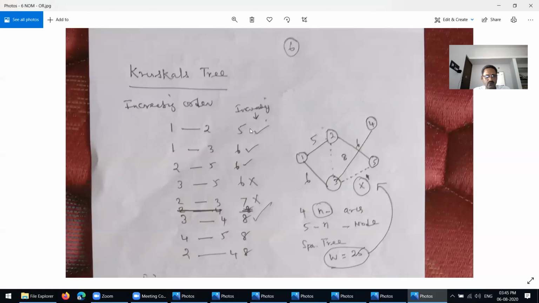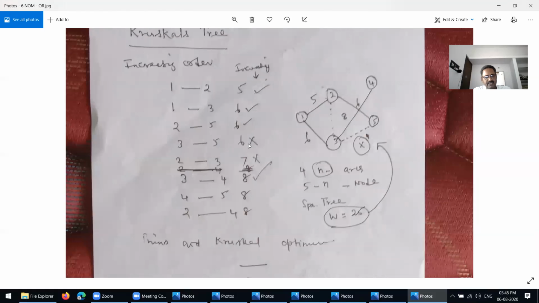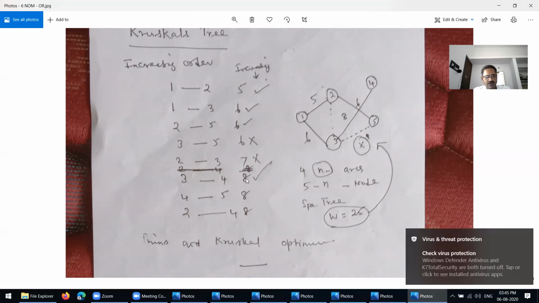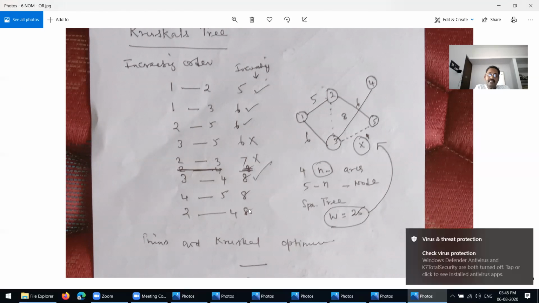So 1 to 2 having the weight how much? 5. 1 to 3 having 6. 2 to 5 having 6. And then 3 to 5 having 6. And then 2 to 3 having 7. 3 to 4 having 8. 4 to 5 having 8. 2 to 4 having the weight 8. Here we have to find the connected spanning tree.